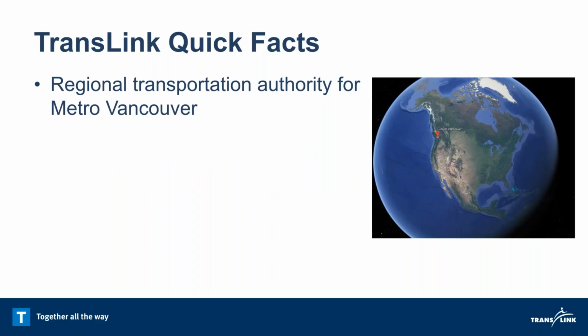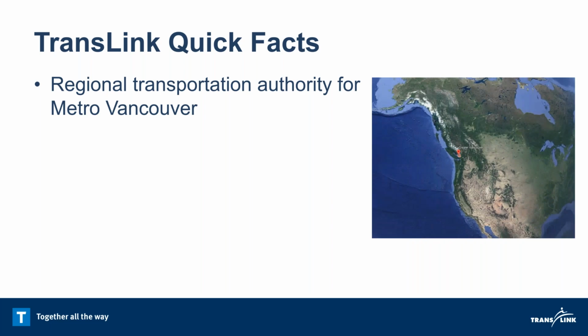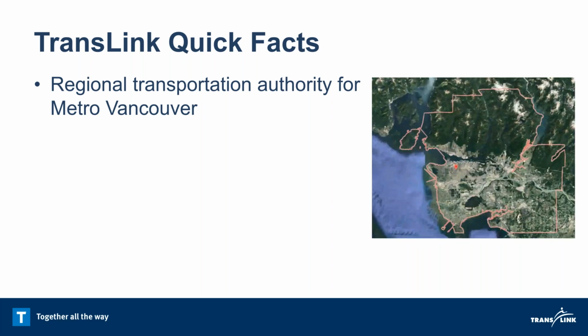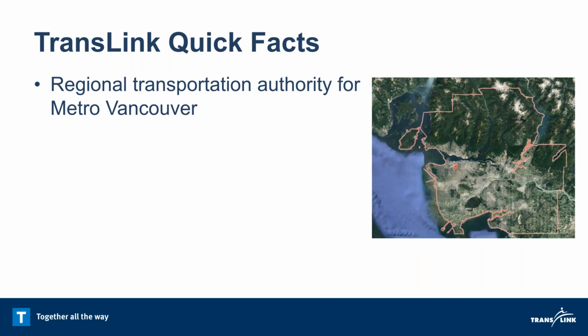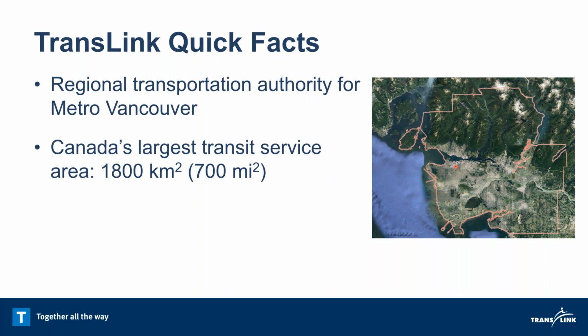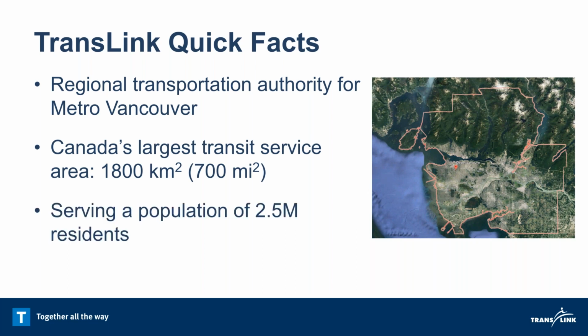Some quick facts about TransLink if you're not familiar with us. So TransLink is the regional transportation authority for Metro Vancouver. And so this covers Vancouver and the surrounding suburbs. As such, we are Canada's largest transit service area at 1,800 square kilometers. And we serve a total population of 2.5 million people.